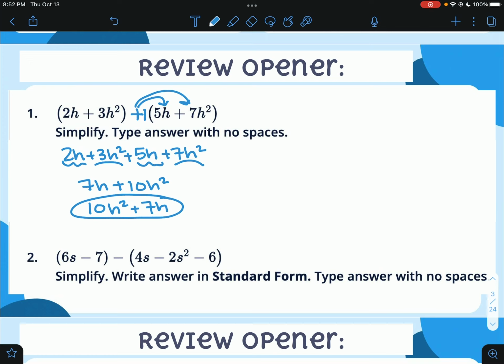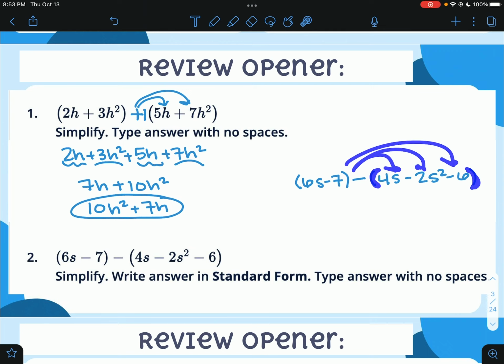For number 2, I use that same idea, except this time that subtraction sign really changes things, because that subtraction sign changes the value of everything in this second set of parentheses, because that subtraction has to distribute. So we're going to see that here.